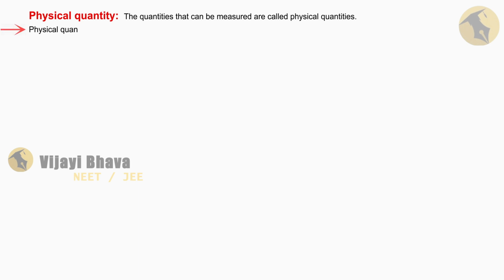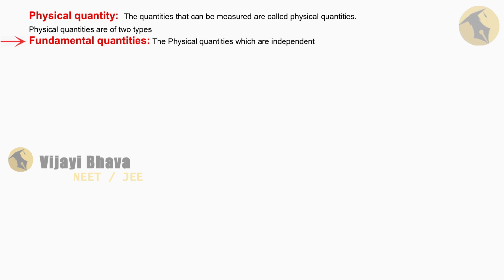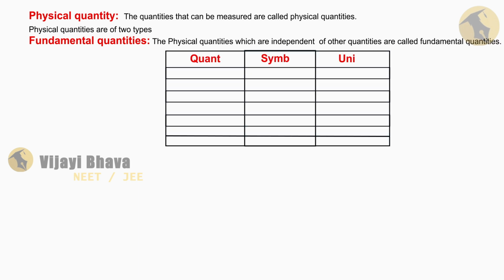Let us start with the definition of physical quantity. The quantities that can be measured are called physical quantities. Physical quantities are of two types. The first being fundamental quantity. The physical quantities which are independent of other quantities are called fundamental quantities. They are 7 in number, which are depicted in the following tabular column.